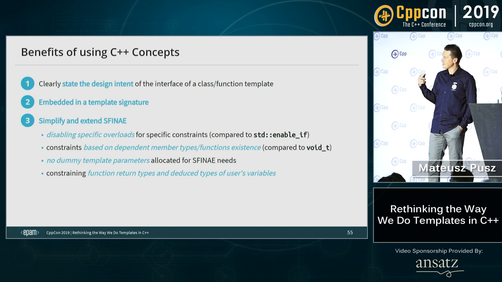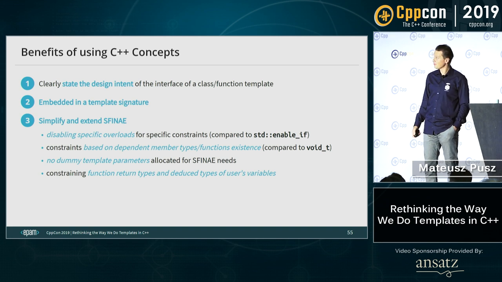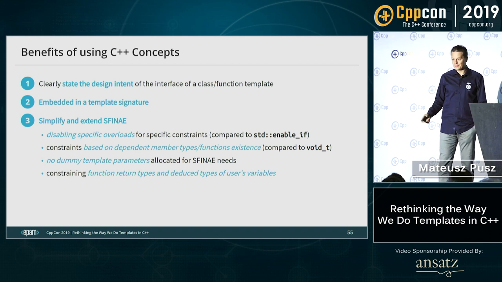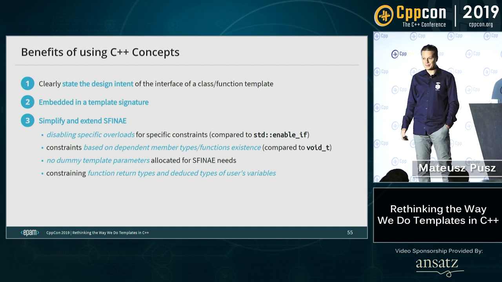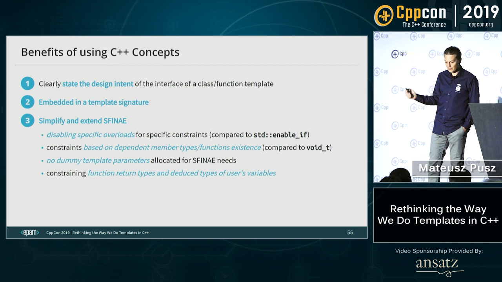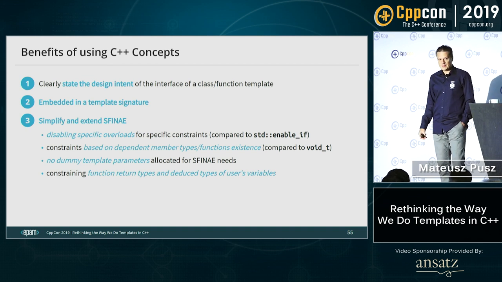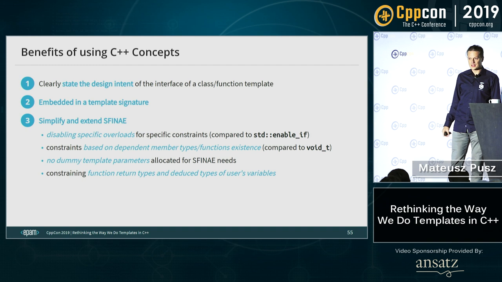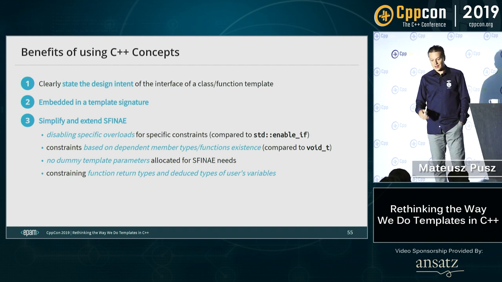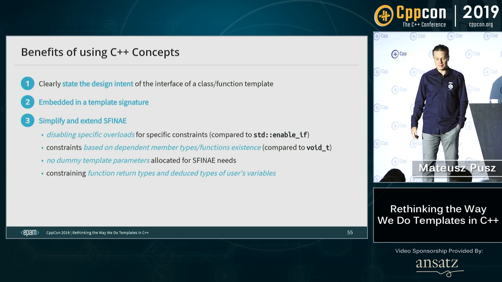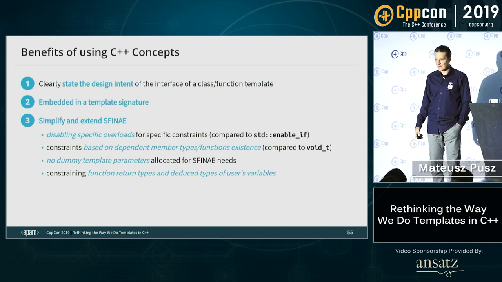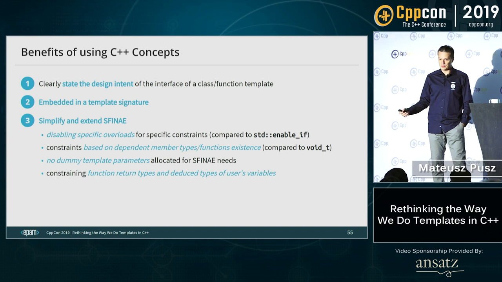They simplify and extend SFINAE functionality. So basically, it's much simpler to disable a specific overload, contrary to enable_if. It's much easier to detect if you have member types or member functions in a type, contrary to void_t. We don't have to provide dummy template parameters for primary class templates to do some SFINAE on them. And also, we can constrain function return types, we can constrain user variables, and probably some other cases too. Everywhere where an auto can be used, you can use constraints.